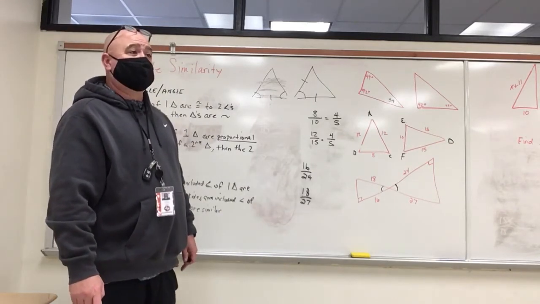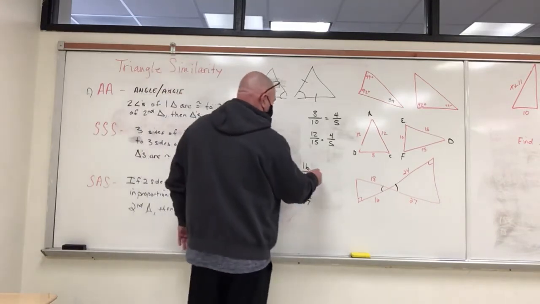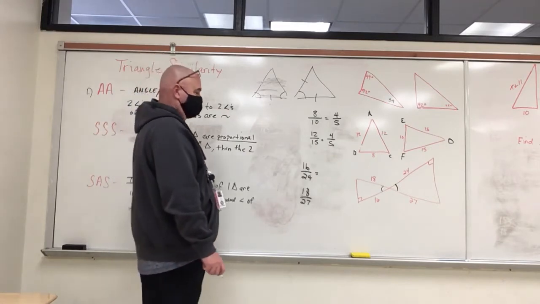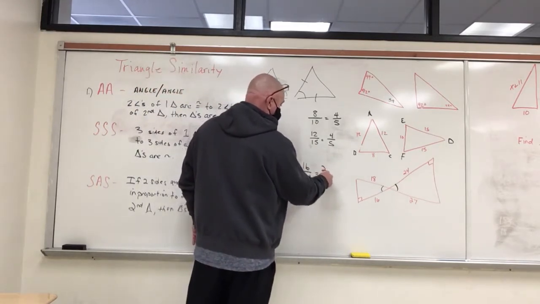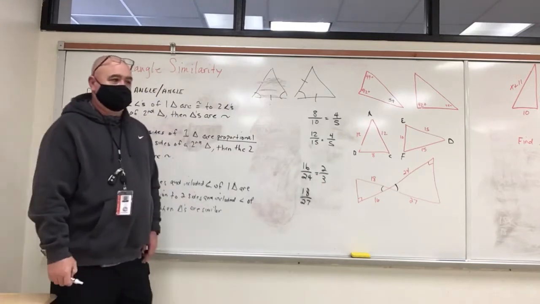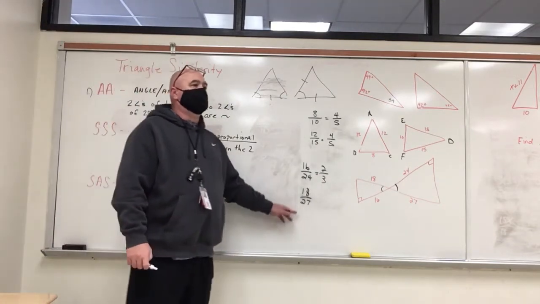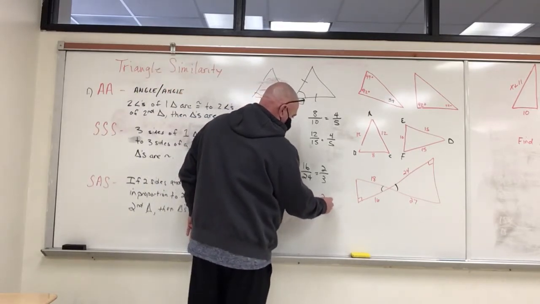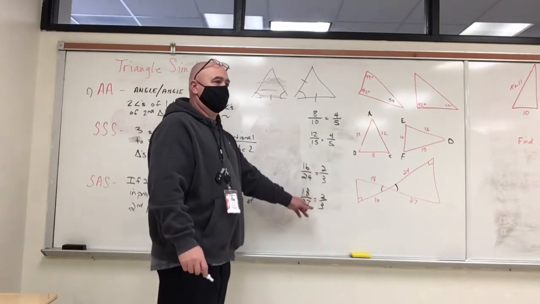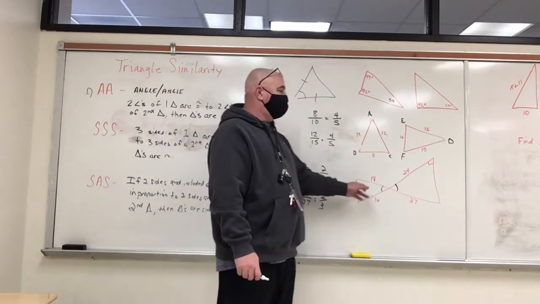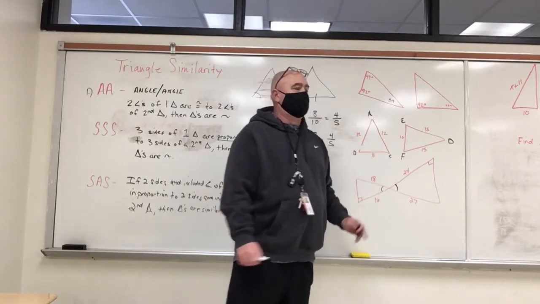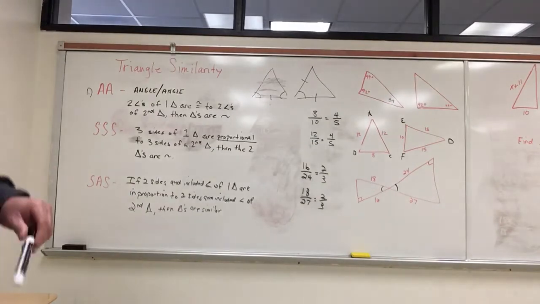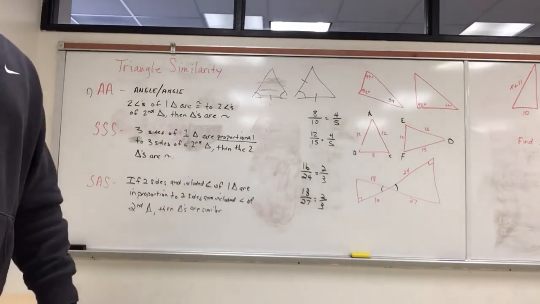Now I gotta see if those ratios are equal to each other. And I'm going to reduce that. 16 and 24 have what in common? 8. That gives me 2/3. Okay? 18 and 27 have what in common? 9. Are those equal to each other? If they're equal to each other, then I have SAS and these two triangles are similar to one another. Okay? Anybody have any questions about that?